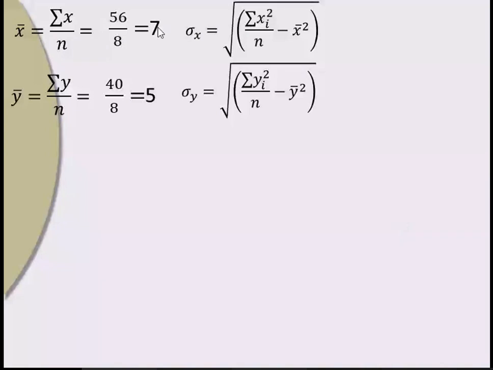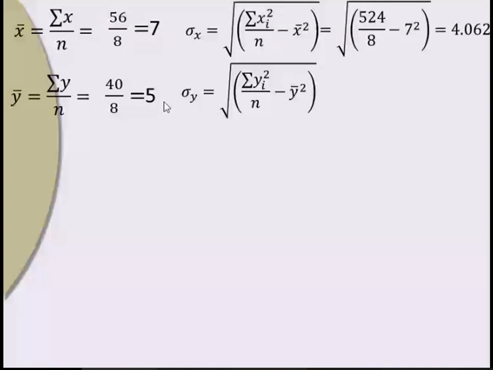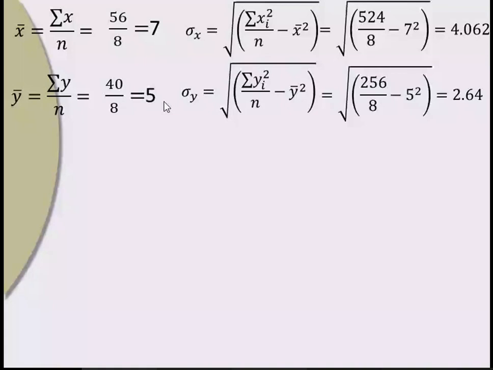Then we have to find sigma x and sigma y, the standard deviations. The standard deviation formula is sigma x equals the square root of summation x square by n minus x bar square. Sigma y is the square root of summation y square by n minus y bar square. So use these summations from the table. X bar is 7, y bar is 5. So using those values directly, sigma x comes out to be 4.062, sigma y is 2.64.